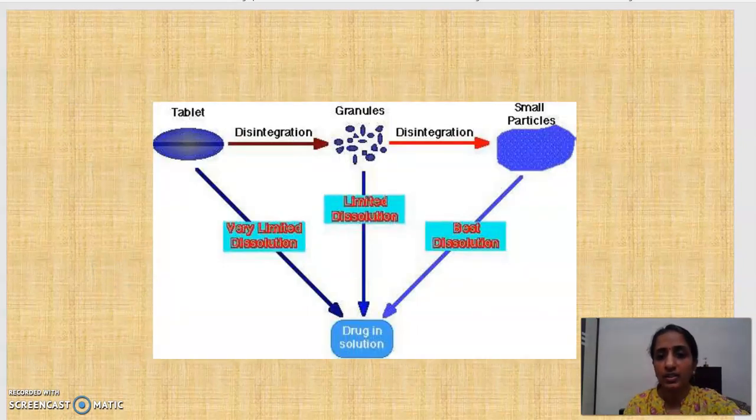This figure here indicates the process of dissolution. You can see a tablet which disintegrates into smaller parts which could be termed as granules, which further disintegrate with time into smaller particles. You can see the dissolution process which occurs in the tablet phase, granule phase and small particle phase is quite different, wherein the best dissolution is seen when it is in the form of small particles. That is, the drug goes into solution. And this is very important for the simple reason that only when the drug undergoes dissolution, it can be absorbed and then be bioavailable in the body.